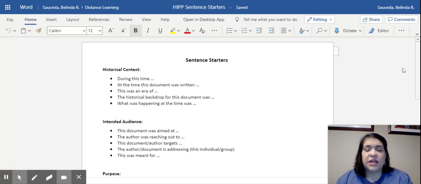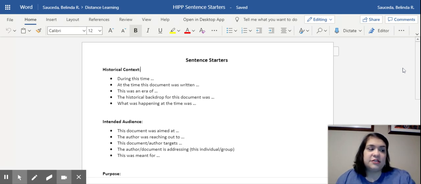So when you get a document, you have to use HIPP. That is historical context, intended audience, purpose, and point of view. And we're going to go through one of these. Historical context means what is going on at the time that the document was created. I'm going to show you some examples and walk you through it because you do have an assignment every single week that deals with that.